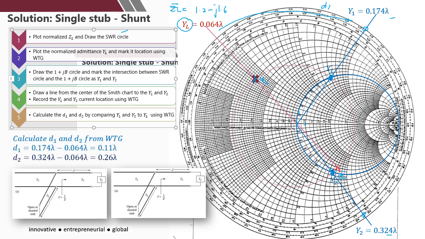Right, so D1 equals 0.174 minus 0.064, so this is your D1, and D2 is 0.324 minus 0.064, okay, towards generator. Alright, so in this case you have two options, whether to use D1 equal to 0.11 lambda or you want to use D2 0.26 lambda. Okay, so you have solved the D, now you need to get the L.